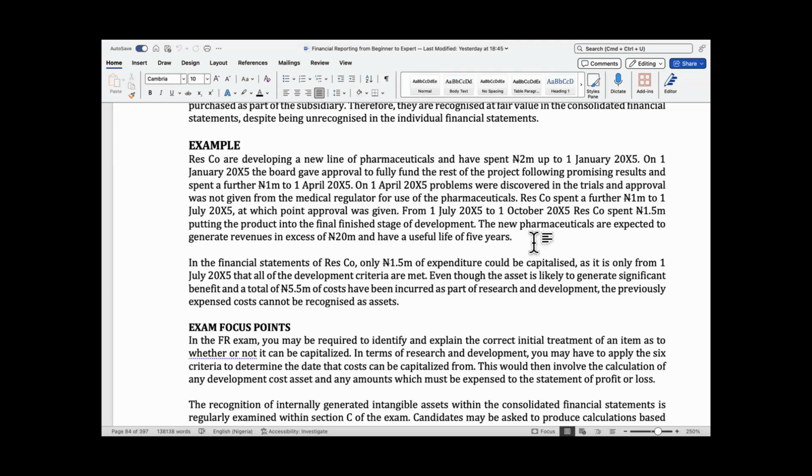In this scenario, every other expense will be categorized as research costs or development costs that will be expensed. The only one that will be capitalized is this 1.5 million, because it's the cost that was incurred after we got all approvals. And that's how you would know when a development cost has met all those criteria. That's the basis for knowing it, when we have gotten board approval, when we have gotten regulatory approval.